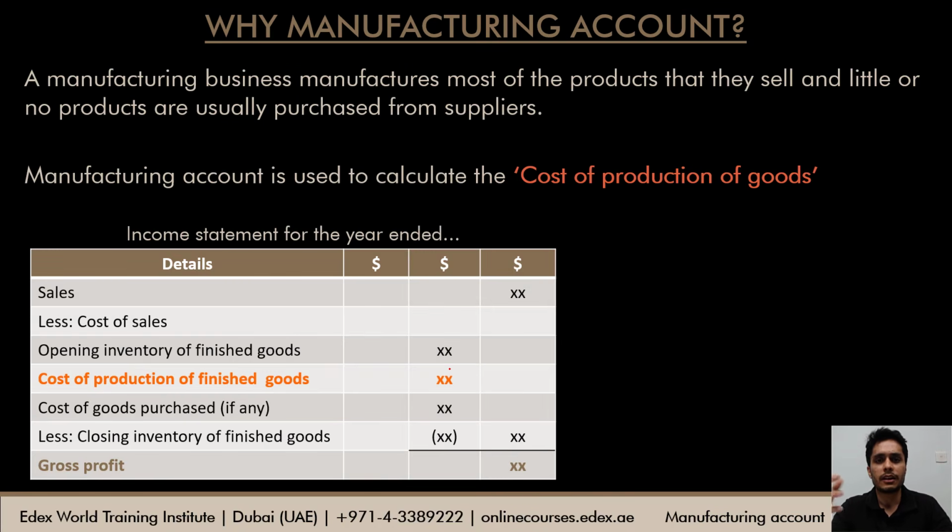See, in a trading business, we find out gross profit by taking into account the purchases in the cost of sales. But in a manufacturing business, goods are mainly manufactured, produced in-house, and hence we need to find out the cost of production of the finished goods. Rarely you would also find that manufacturing businesses purchase goods from outside suppliers for resale, and hence you will also see cost of goods purchased in the income statement for such businesses, but mainly it is the cost of production of finished goods that will help you calculate the cost of sales and eventually the gross profit.